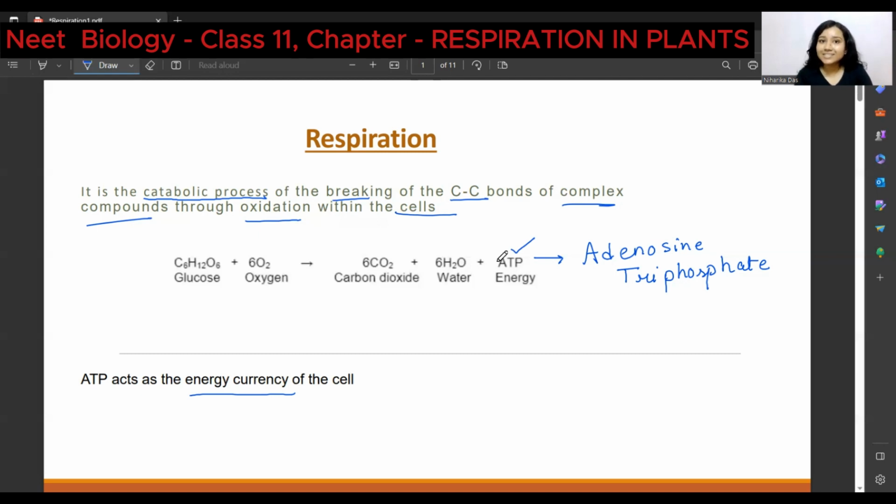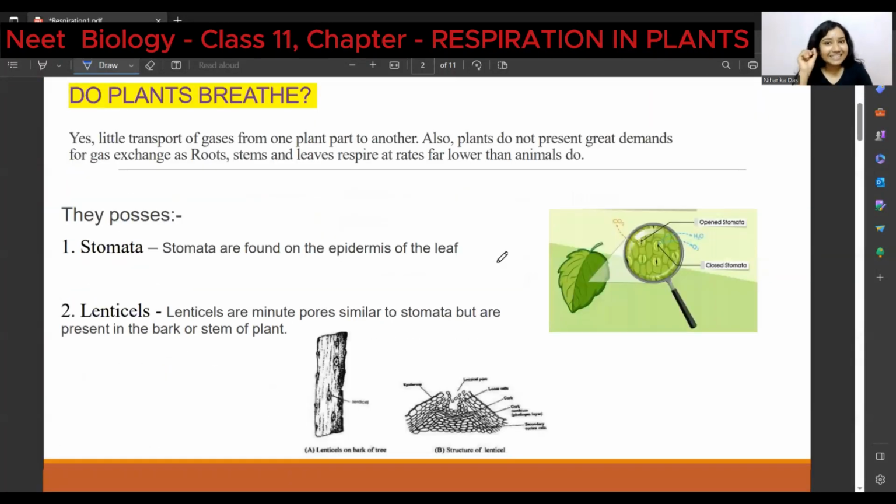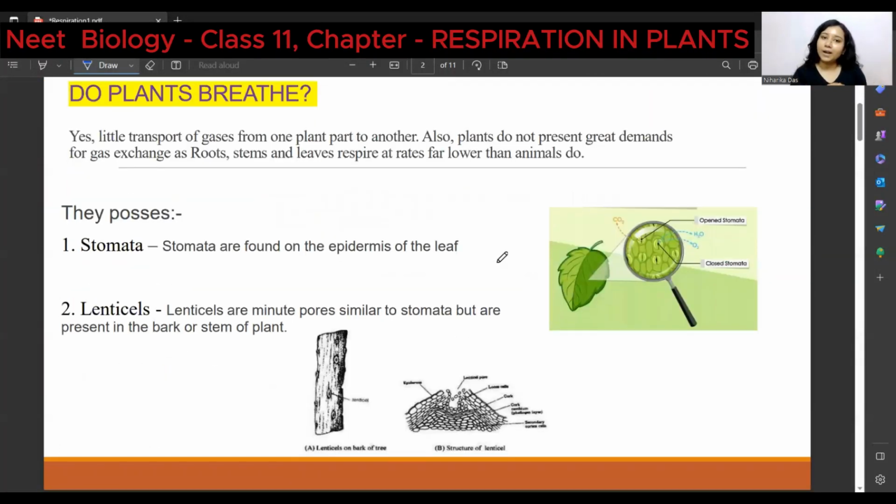How does the gaseous exchange happen? Do plants breathe? Yes, of course they breathe. So there is little transport of gas from one part to another part. Also, plants do not have, like we haven't seen, a great demand for gaseous exchange, like in the root, stem, and the leaves. So we have seen the respiration rates are quite lower than that of the animals or the human beings as well. So what is helping them in this breathing process or gaseous exchange, we can say?